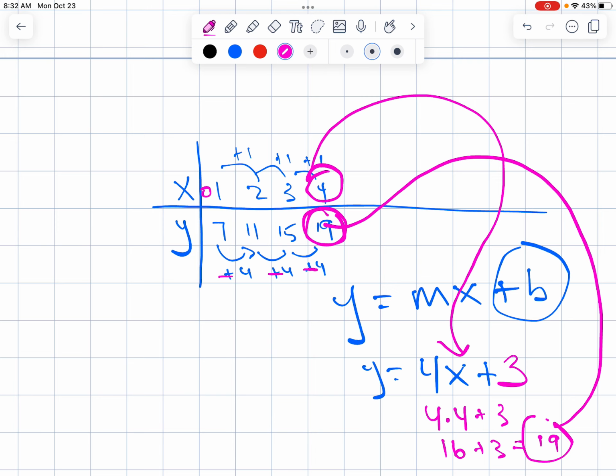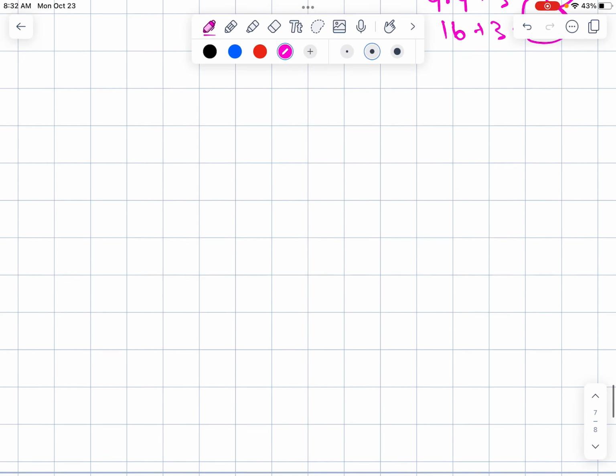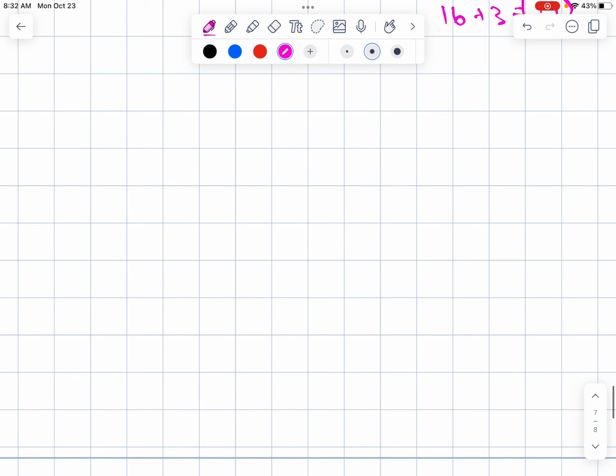Okay, one last question involving story problems. Let's say you get in a taxi, okay? And the taxi has a sign and it says the initial fare is $5. So once you step inside the taxi, you pay $5. And then it says every mile is $2. Okay, so let's try to write an equation that describes the situation.